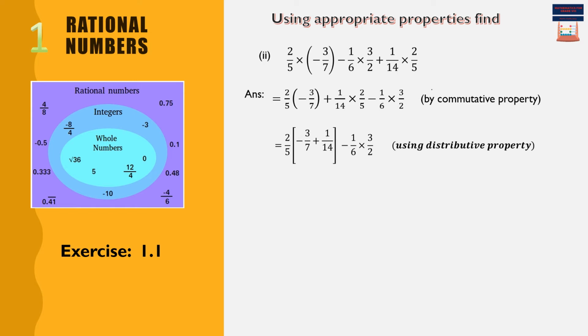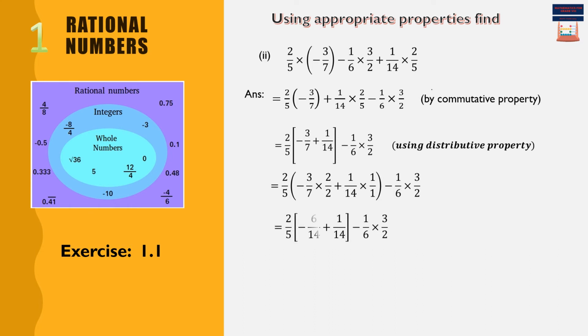Now, in the next step, first we need to take the LCM of 7 and 14. To make the denominators equal, we have to multiply 7 with 2 so that the denominator is 14. So 7 times 2 is 14 and 3 times 2 is 6. The denominator and numerator are multiplied with the same digit. Hence, for 1/14, we have to multiply it with 1. So we get 1 times 1 is 1 and 14 times 1 is 14.